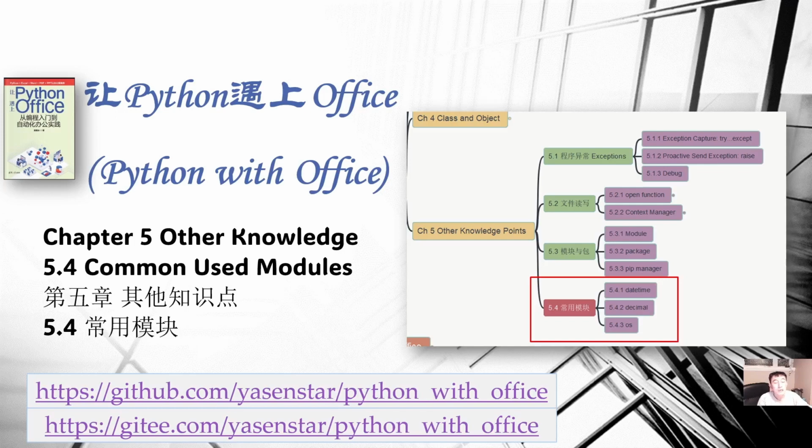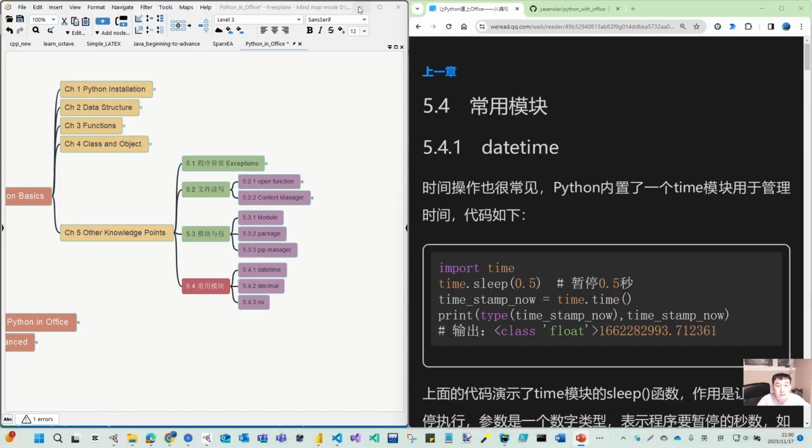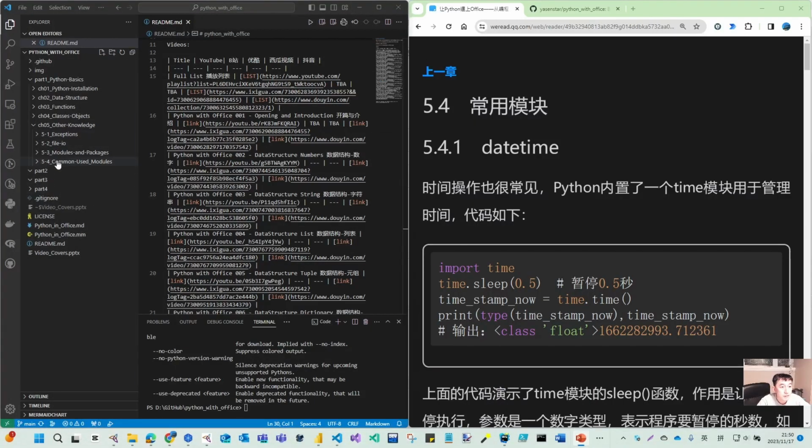Datetime is very often used because when you control the office or work with office, the date and time is one of the very frequently used features. And then decimal is kind of the numerical processing that you need, to get some functions to manage certain numbers. And OS is when you try to do input and output with different features, you must use that. So let's do some demos with certain samples.